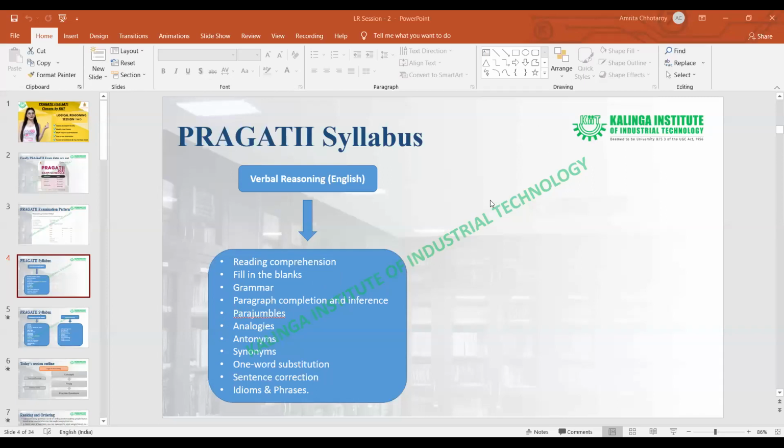Reading comprehension also we have done. I told you what kinds of questions to expect in a reading comprehension question, and how to prepare for reading comprehension. Sentence correction we are doing every day. Today also we were doing sentence correction. The other day also we have done it. One word substitution, idioms and phrases, this also we have done. So more or less, we have covered whatever was shown over here.